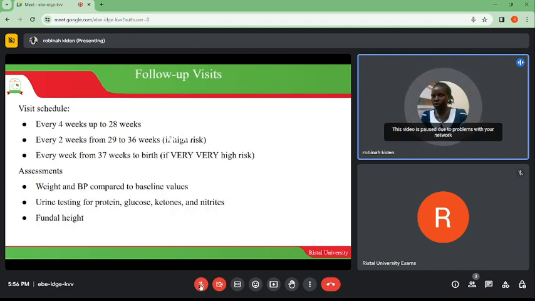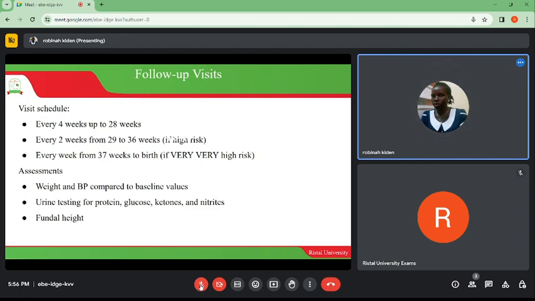So follow-up visits, visit schedule. The mother is supposed to go for a checkup every 4 weeks until she's 28 weeks. When she reaches 28 weeks, she can go every 2 weeks from 29 to 36 weeks if she's highly at risk. Then from there, she can go every week until she gives birth. That is if she's highly at risk.